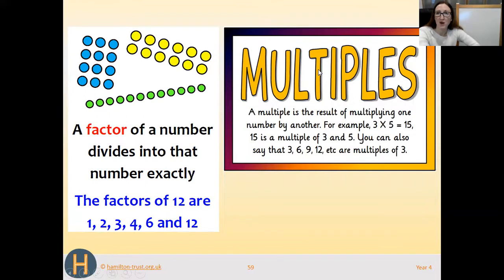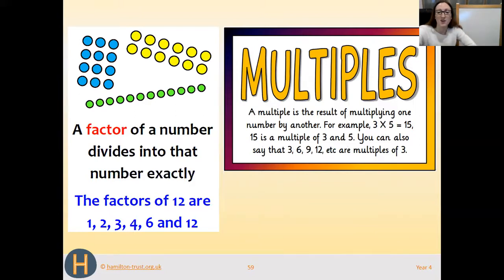Multiples then. I always like to think of multiples as basically being in the times table of a number. So a multiple is the result of multiplying one number by another. For example, 3 times 5 is 15. So 15 is a multiple of 3 and 15 is a multiple of 5. You can also say that 3, 6, 9 and 12 are multiples of 3. So multiples essentially are just numbers in a times table.